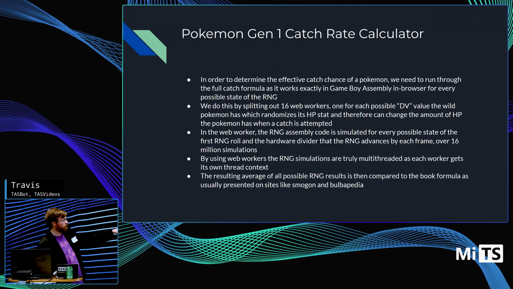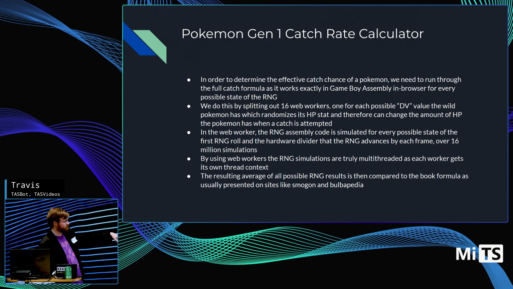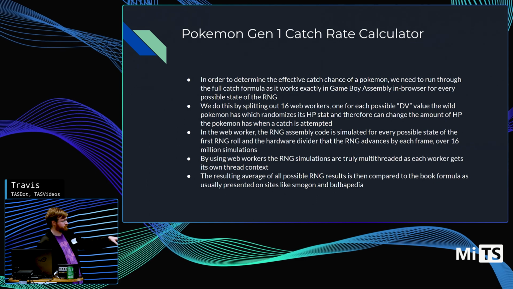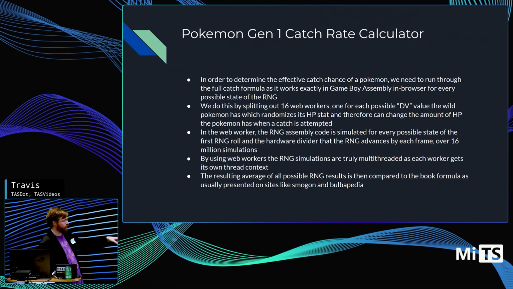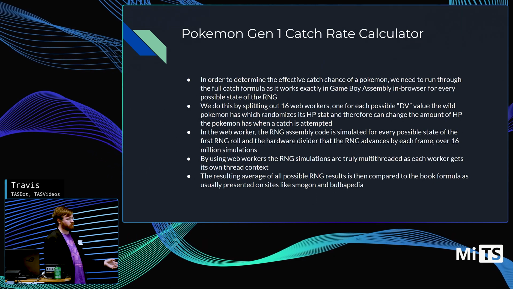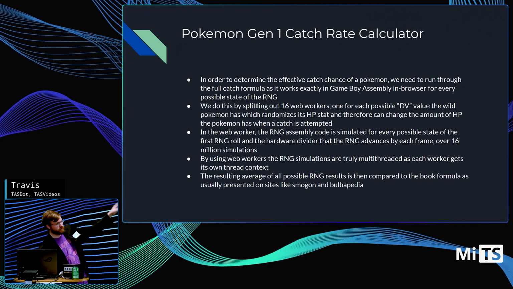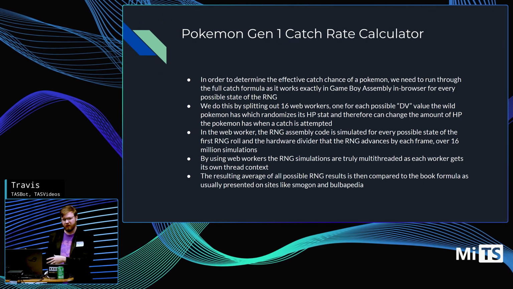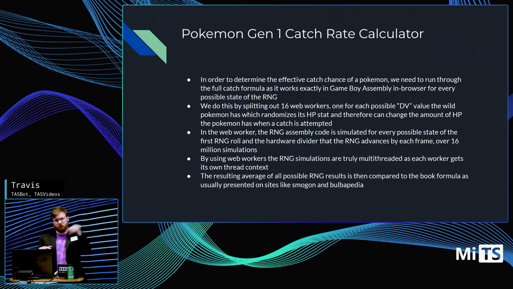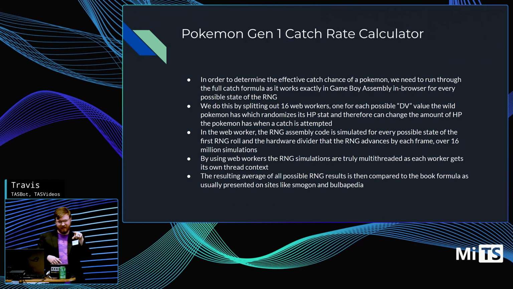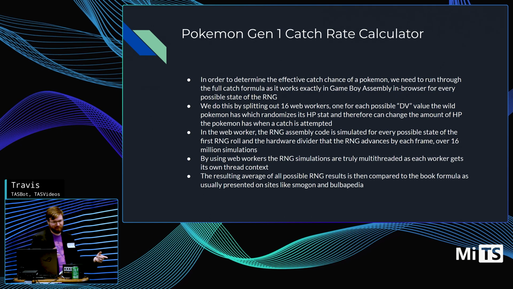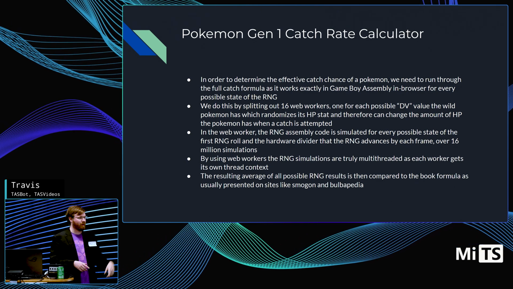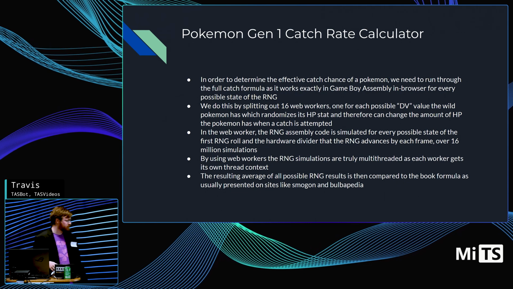In the web worker, we actually run that RNG assembly simulation for the possible states. And this web worker allows the RNG simulations to be truly multi-threaded and have background operations. So normally, if you were to run through all 16 of those steps just in your main thread and not send it out to a worker, it would block CSS, and you couldn't even show a spinner to show that it was doing the calculation because it would block the rendering thread. So we send it out to the workers. We can show a little loading spinner, and then it goes back and shows you the results.